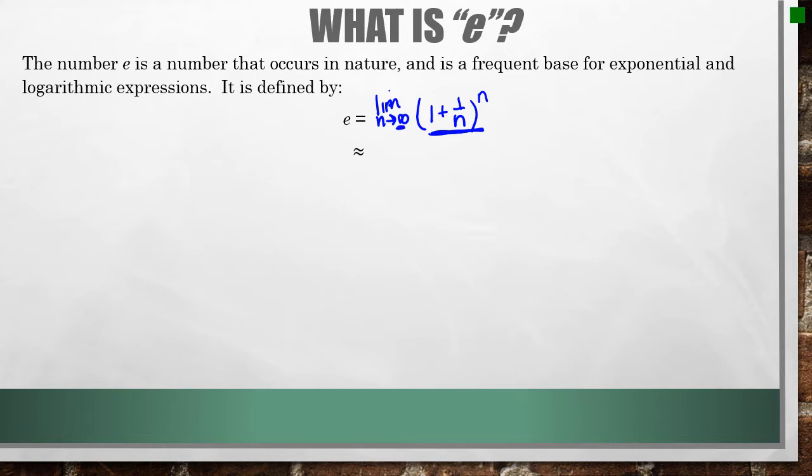If you put this function in your calculator and look at the table of values of n as they get larger and larger, you'll see that this approaches approximately 2.72. Remember we learned about the number pi in previous math classes, where pi is an irrational number approximately 3.14. So e is an actual special number as well, approximately 2.72.